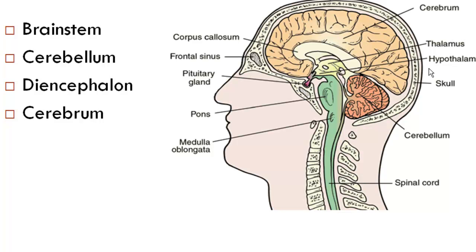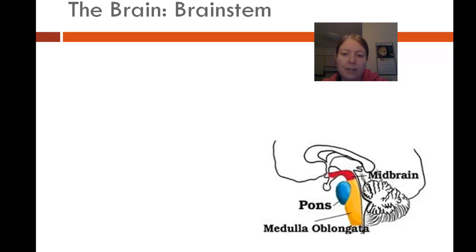But let's just take a look here at the basic anatomy of the brain. We have the brainstem, cerebellum, diencephalon, and then the largest portion, the portion that's kind of peach colored, is the cerebrum. That's the one that's most developed in higher vertebrates like ourselves. But let's take a look at the lowest portion and work our way up.